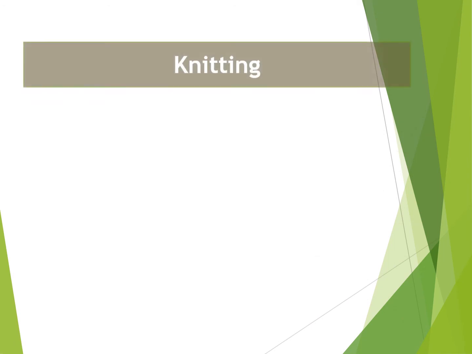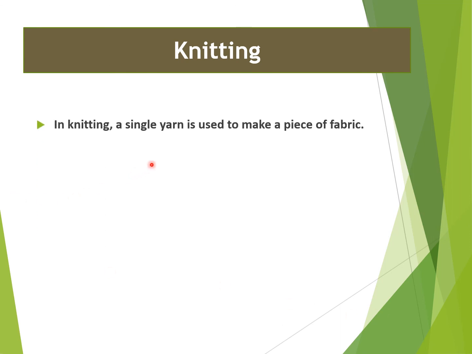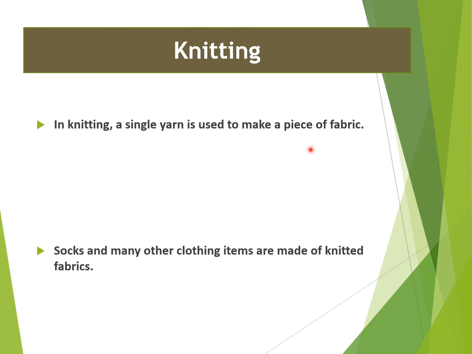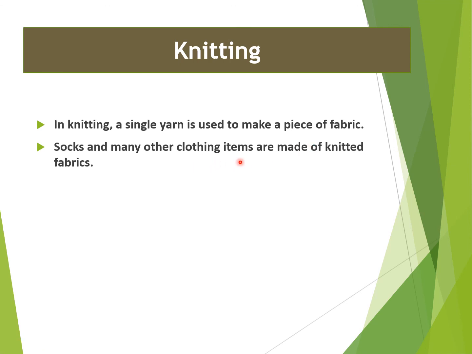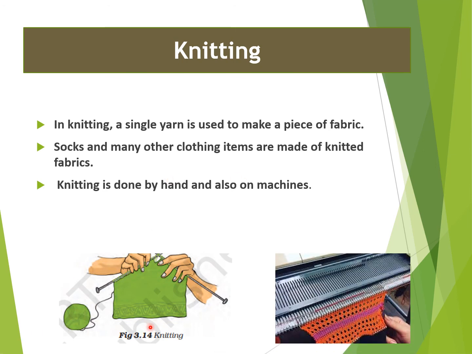Another process is knitting, by which yarns are converted to fabric. In this, a single yarn is used to make a fabric. Socks and many other clothing materials are made up of knitted fabrics. Knitting is done by hand and also on machines. For example, this knitting of the sweater, you can see, is done manually, right? And this knitting is done by machines. So these were the two processes through which yarns are converted into fabric, weaving and knitting.